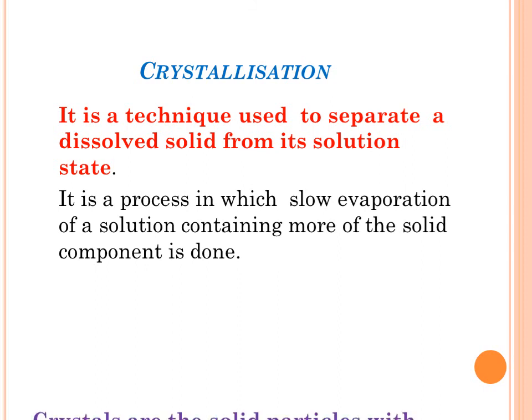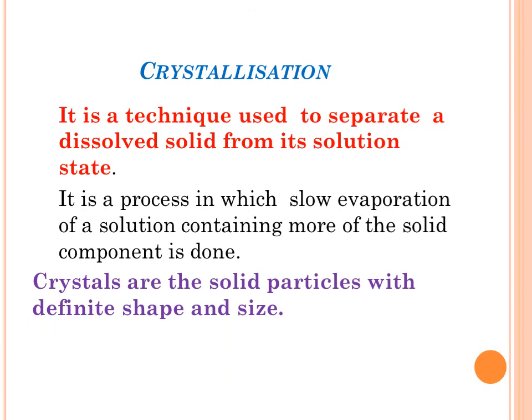Do you know what is a crystal? Crystals are the solid particles with definite geometrical shape and size. They are lustrous too. Lustrous means with a shiny appearance. Example, sugar crystals are cubical and they shine. The shape of sugar crystal is cubical. So, crystals are the solid particles with a definite geometrical shape.